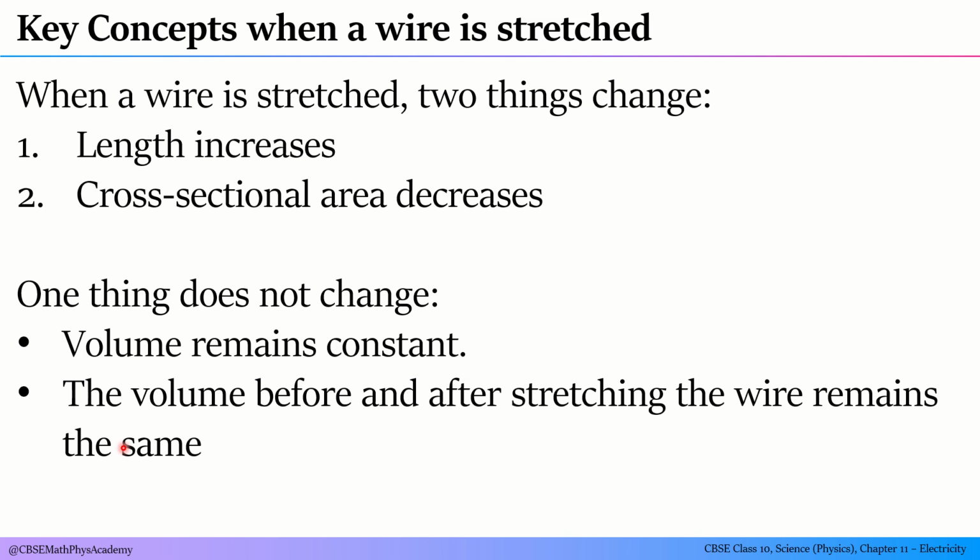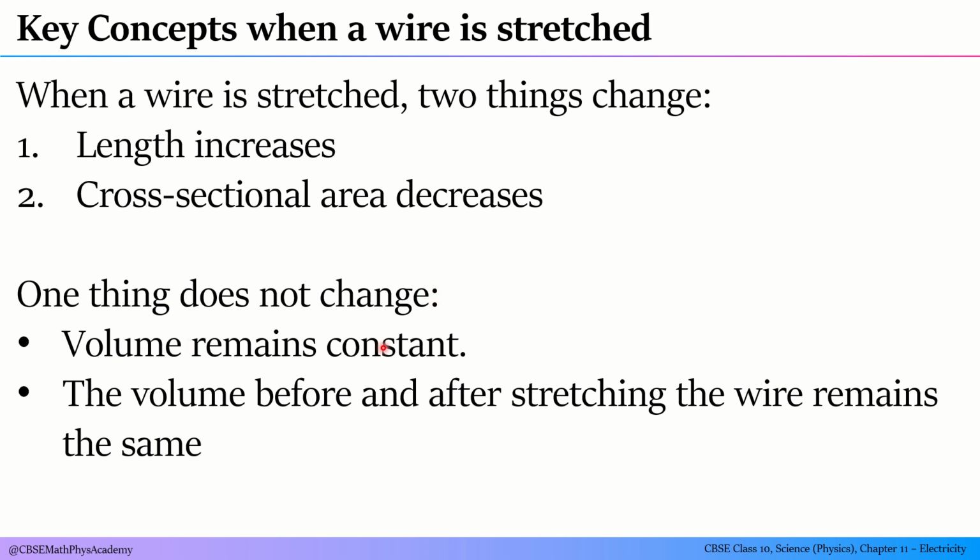Before we solve the problem, let us understand the key concepts of what happens when a wire is stretched. When a wire is stretched, two things change. First, the length increases, which is obvious. Second, the cross-sectional area decreases. But one thing doesn't change, and this one thing is going to be the key to solve the problem.